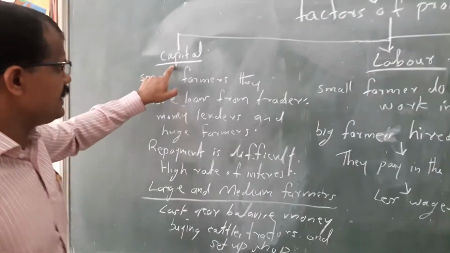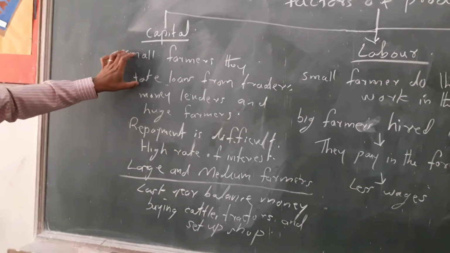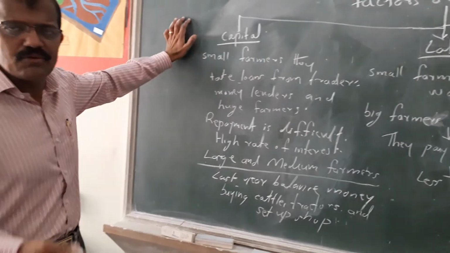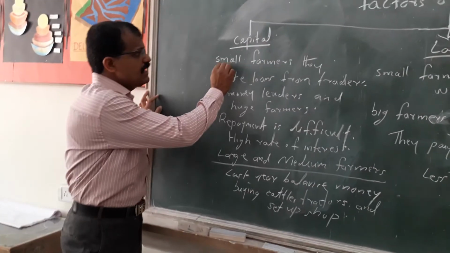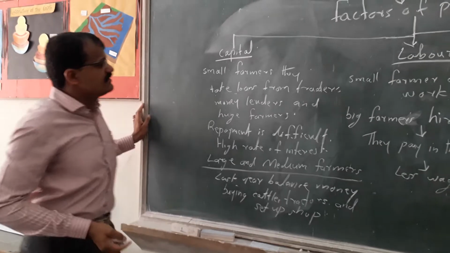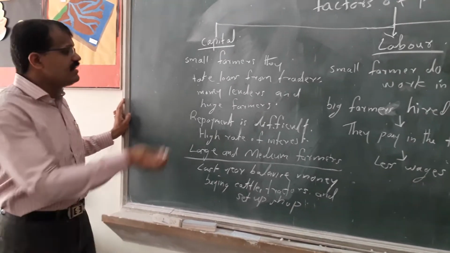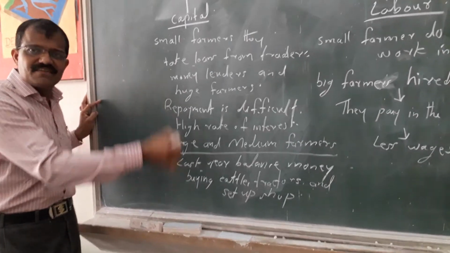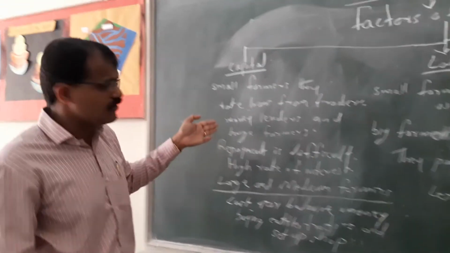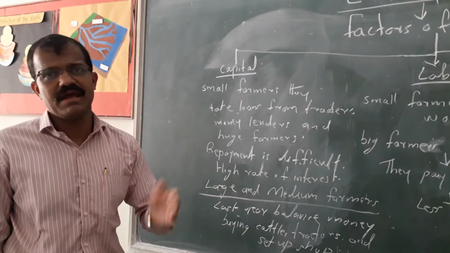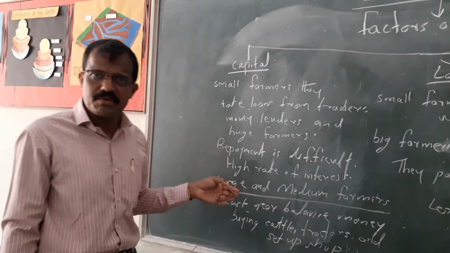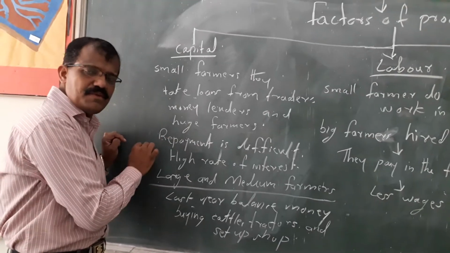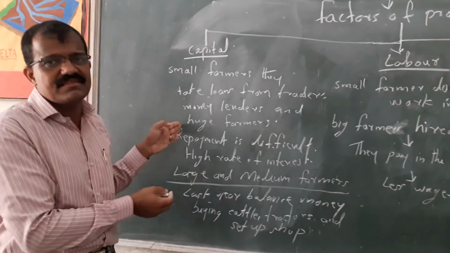The next one is capital. We see that the small farmers take loans from traders, moneylenders and huge farmers. Once they take the loan, they have to repay it. The repayment is very difficult, because sometimes they don't get sufficient money for the crops. Sometimes natural calamities occur, sometimes insects attack; different problems come. It is very difficult. And one more problem: if they take the loan, the interest rate is very big. That is why they always remain in a poor condition.